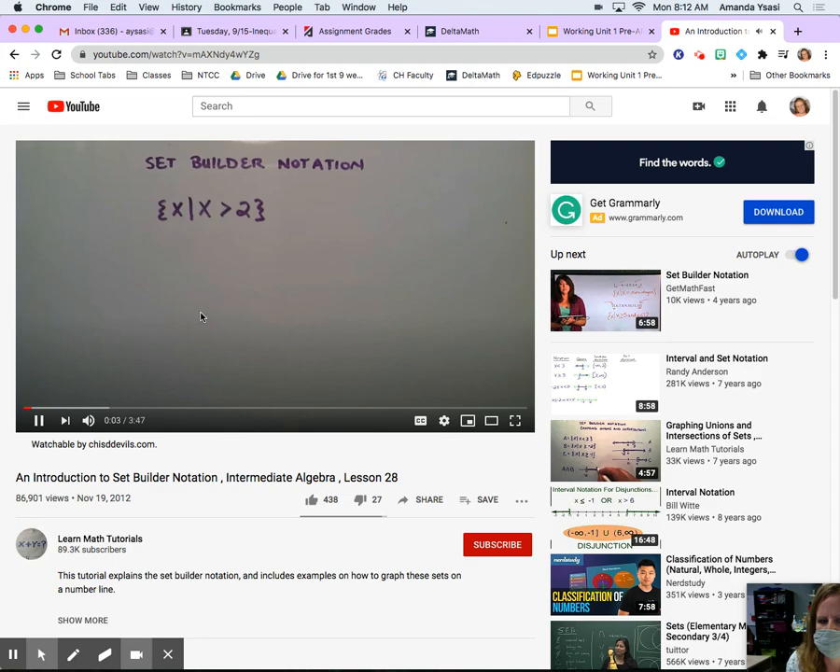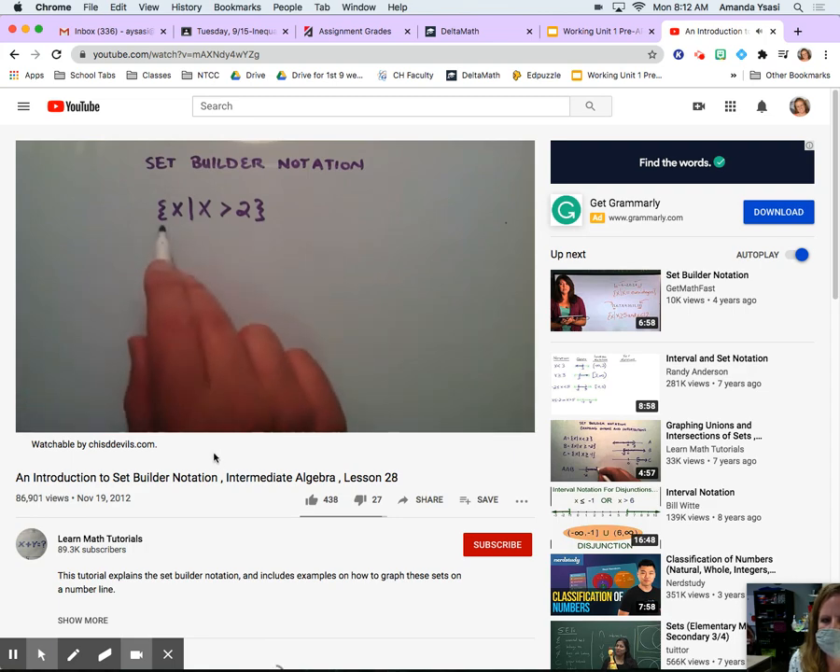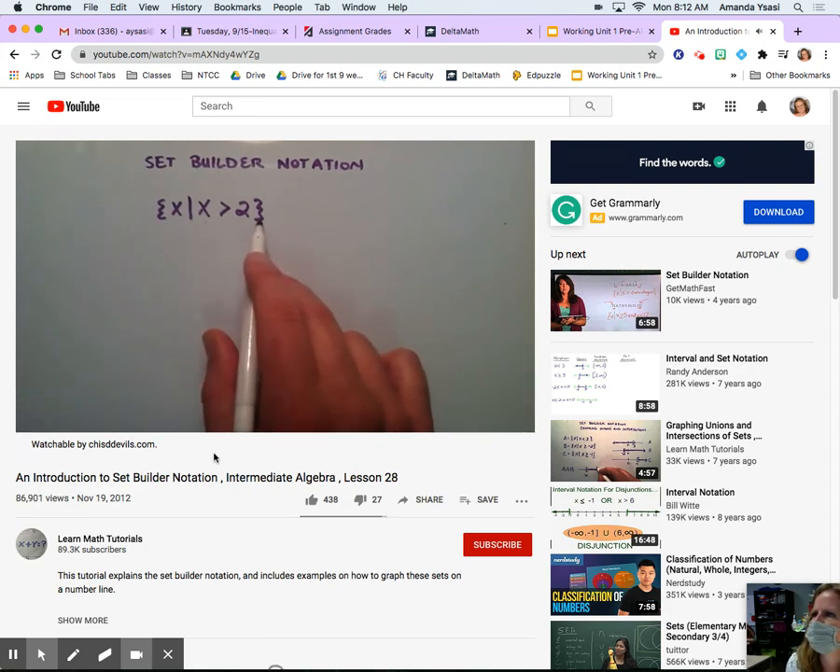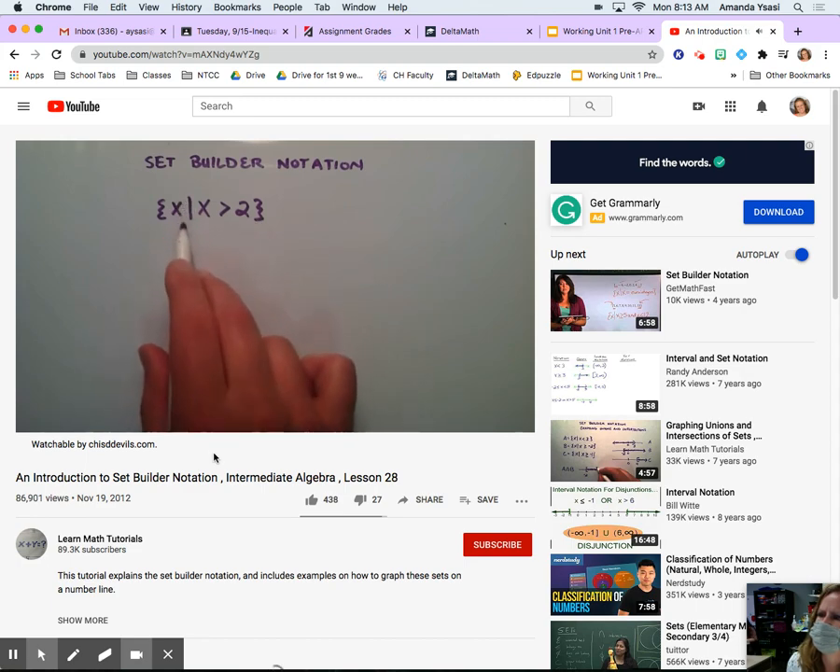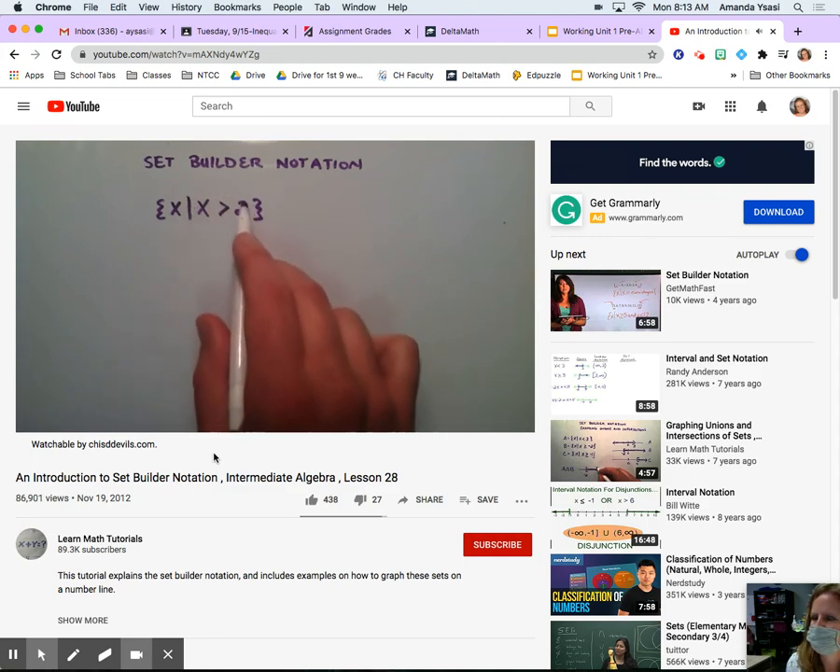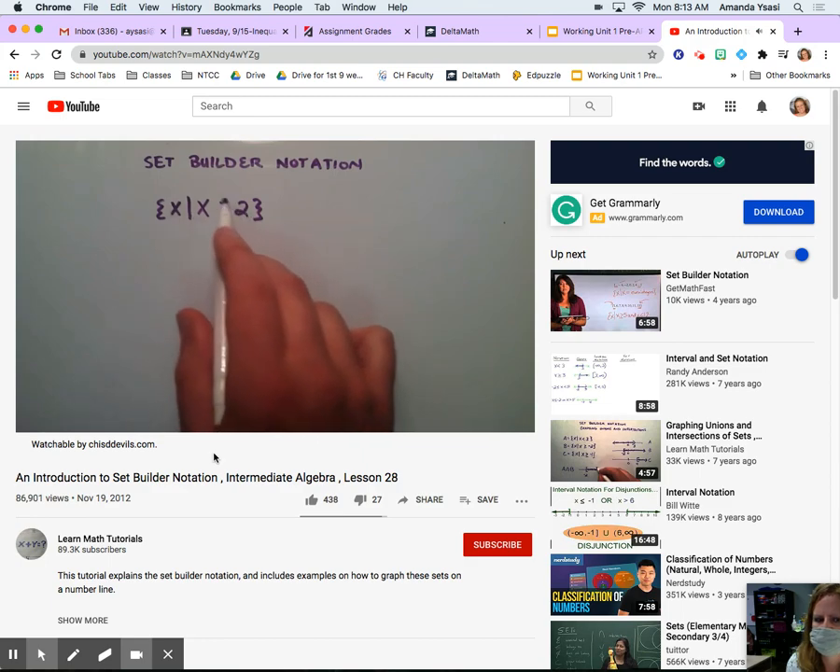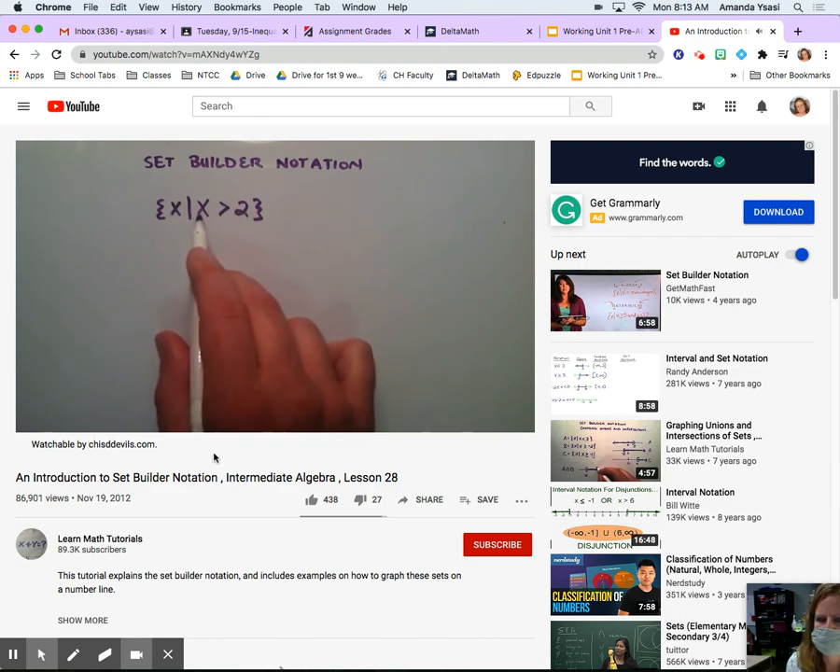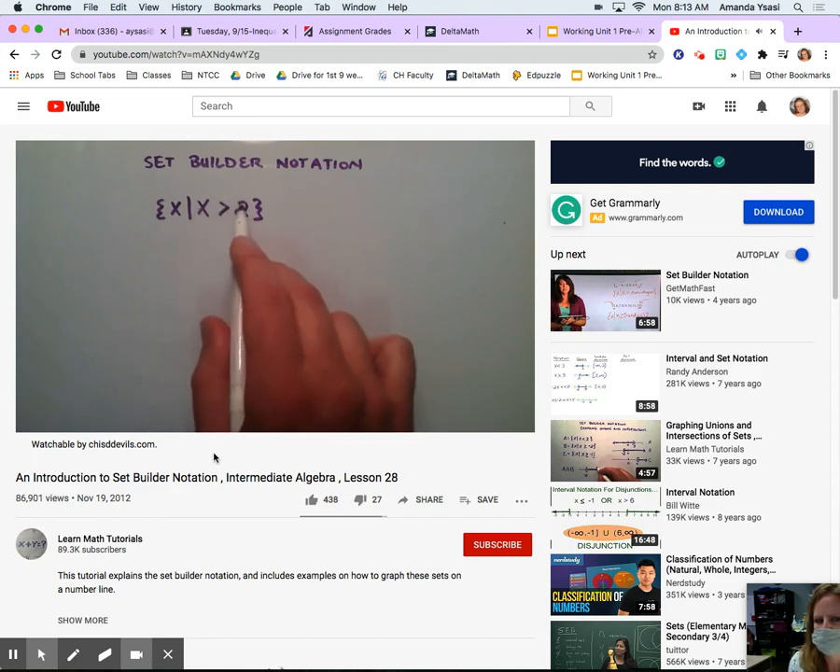Welcome to lesson 28 in the intermediate algebra series. In this tutorial, I'm going to be explaining set builder notation. So here's a set that uses set builder notation. Basically we have this vertical line here, and the information on the left-hand side of the vertical line is an arbitrary name for an element. If you look at the right-hand side, this shows the conditions for an arbitrary element to be part of our set. So the right-hand side says that all of the elements that are greater than the value 2 are included in our set.